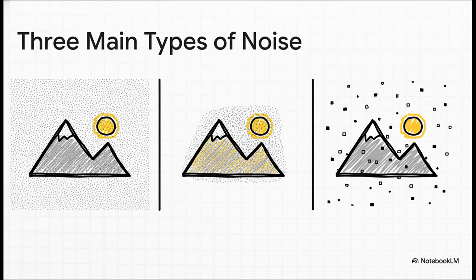First, you've got additive noise. Think of it like a constant background static. Then there's multiplicative noise, which actually gets worse in the brighter parts of the image. And finally, impulse noise. That's the really obvious one, the black and white specks people call salt and pepper noise.